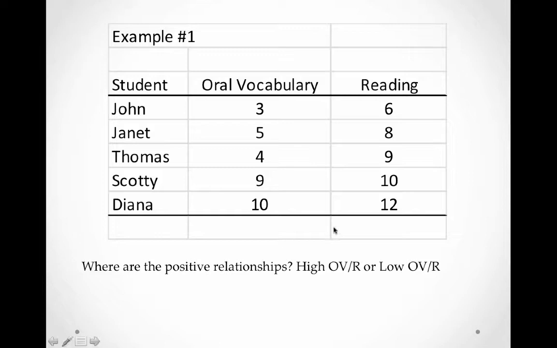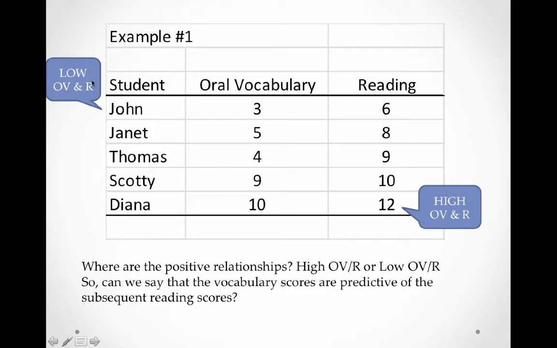Looking at oral verbal scores and reading scores, where are the positive relationships? The lowest oral verbal score, 3, was also the lowest reading score. The highest oral verbal score is associated with a high reading score. Same with the low: a low oral verbal score is associated with a low reading score.